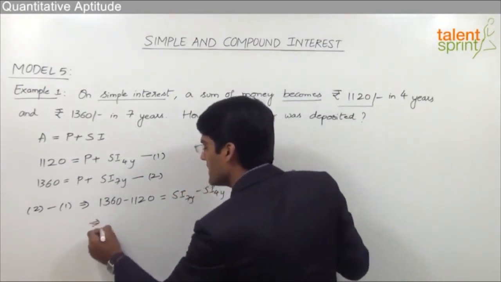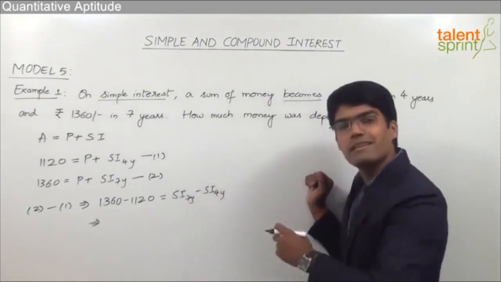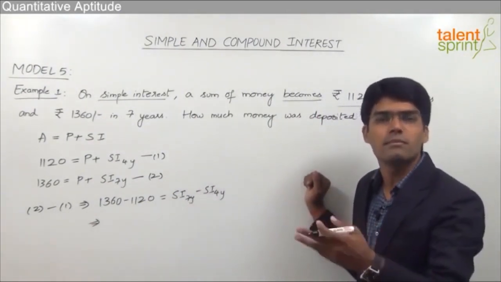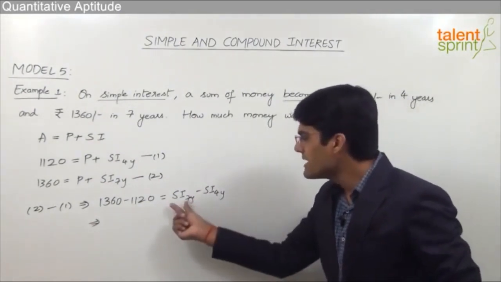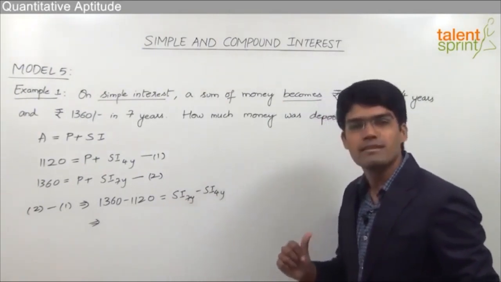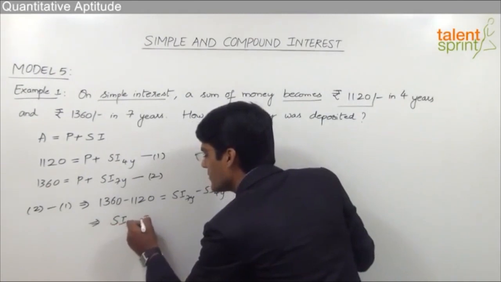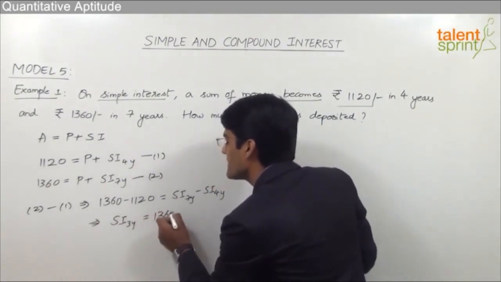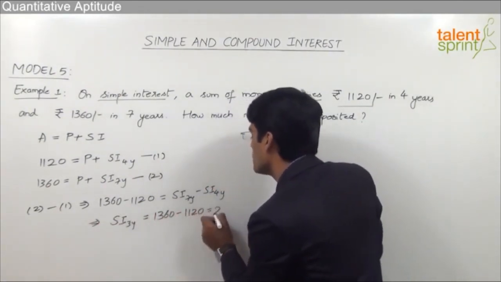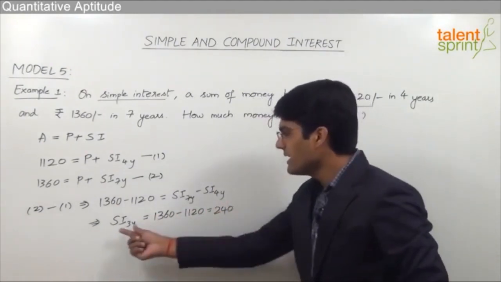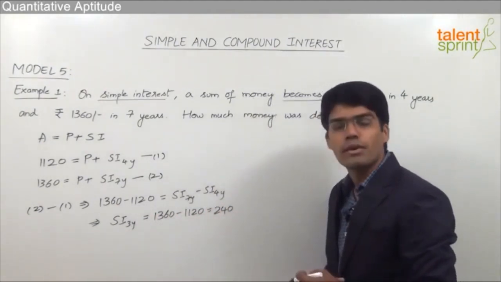So now we can very clearly understand that simple interest of 7 years minus simple interest of 4 years is simple interest of 3 years. That is nothing but 7 years interest minus 4 years interest. So we get the interest for 3 years. So simple interest for 3 years is equal to 1360 minus 1120, which is equal to 240 rupees. So very clearly simple interest of 3 years is 240.